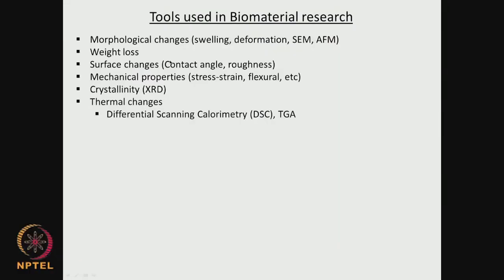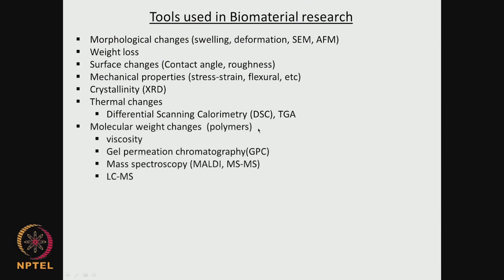Then comes thermal changes. Has the material changed its phase from one phase to another? There are instruments like differential scanning calorimetry, thermal gravimetry, and so on, so we can find out the thermal changes. Of course, they are all connected with crystallinity, so we can study the material, especially if it is polymeric in nature. Then molecular weight changes. If it's a polymer, I would like to know whether it has degraded, whether it has become more oligomeric in nature. So we can determine the viscosity average molecular weight, or number average molecular weight, or weight average molecular weight.